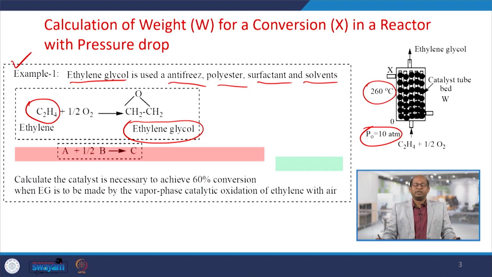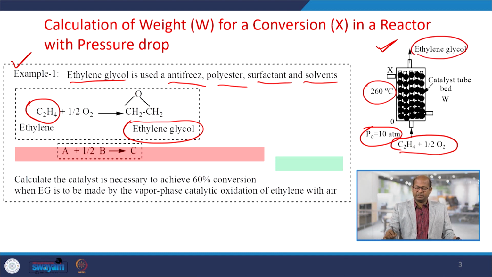Here is the packed bed reactor. It would be used for this conversion of ethylene to ethylene glycol production. At the bottom of the reactor we charge ethylene and oxygen, and from the top of the reactor we get ethylene glycol. We put the catalyst in the form of a catalyst bed, where W is the amount of catalyst we are charging. We have to find out the amount of catalyst required for a desired conversion, let us say 60%. How much catalyst do we have to place in this reactor?